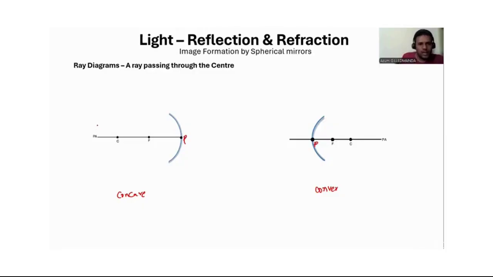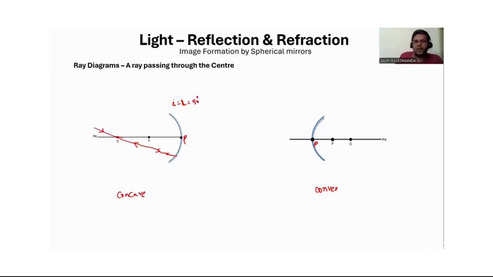So let's say I have a line that is passing through the center, and is incident on the concave mirror. So what happens here? So the angle of incidence here is 90 degrees. And what is the angle of reflection? That also should be 90 degrees. That means this ray reflects back in the same direction. Here, I equal to R, that equal to 90 degrees.